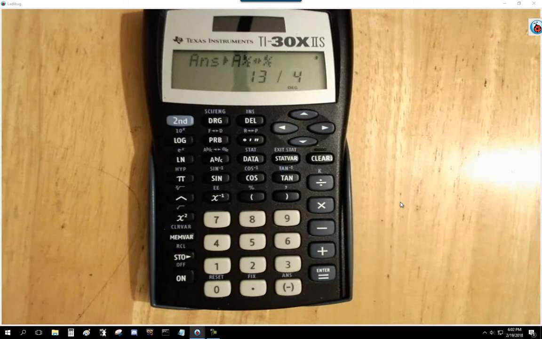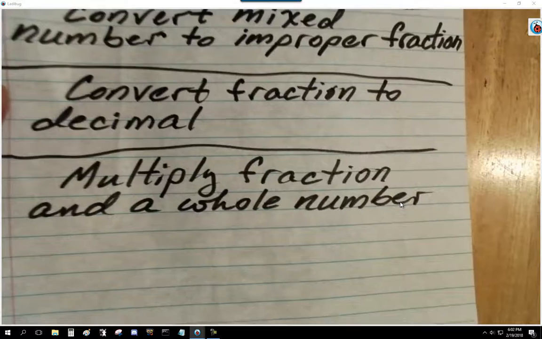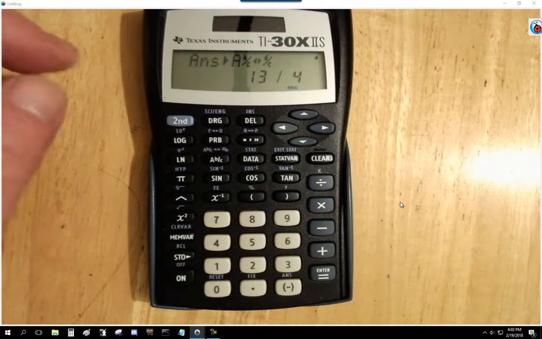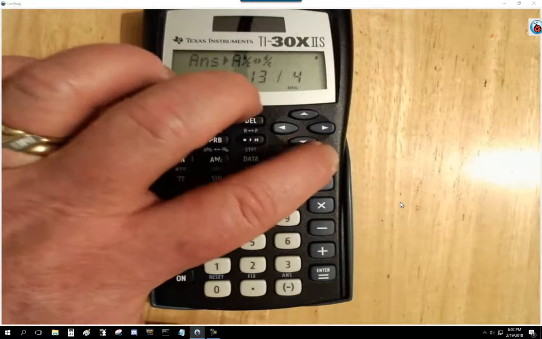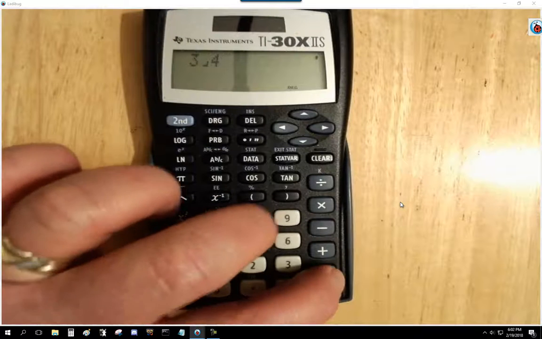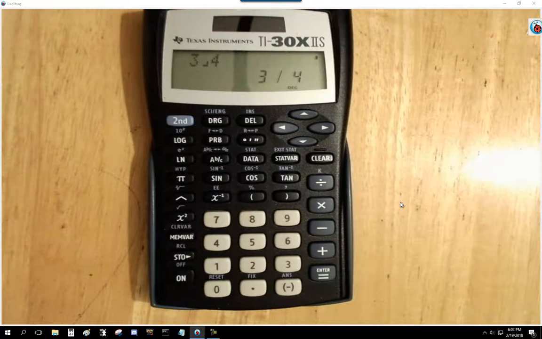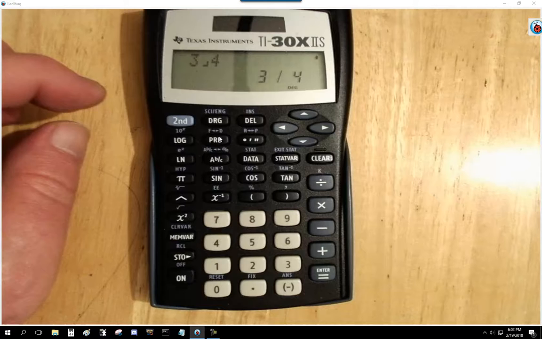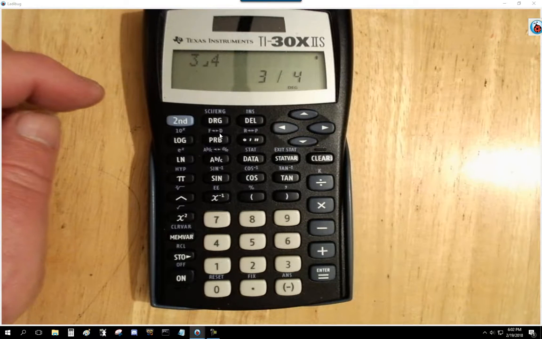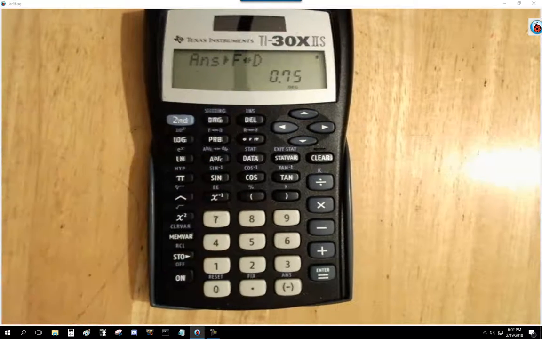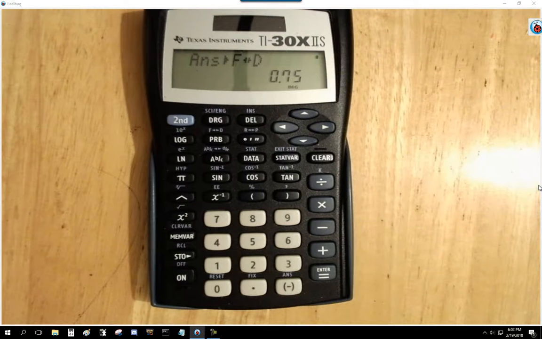To convert a fraction to a decimal. We already saw that 3/4 was 0.75, so let's show that using the calculator. Clear. 3 ABC, 4 equals, and it's got it in there now as a fraction. I want to convert that to a decimal, so I'll make use of the second function for the PRB button, fraction to decimal. Second PRB equals, and there's the 0.75 I knew it to be.